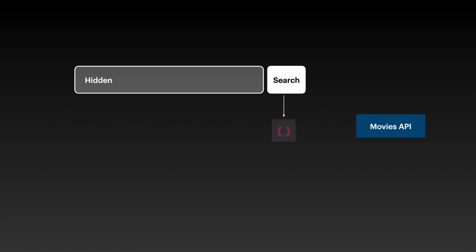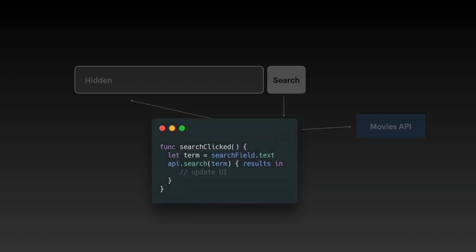So we add a search click event handler, and that's going to execute some code, and that code will probably go look at the search field and grab the text value, and then turn around and call some movies API in order to get the search results, and then finally update the UI. Now that code might look something like this. Pretty simple. We have a search clicked method, we get the term out of the search field, and then we call our API. So of course, the simple code usually works, but there's lots of drawbacks here.